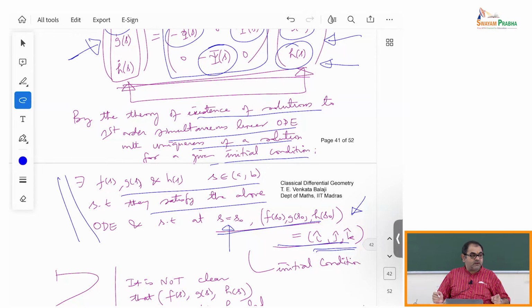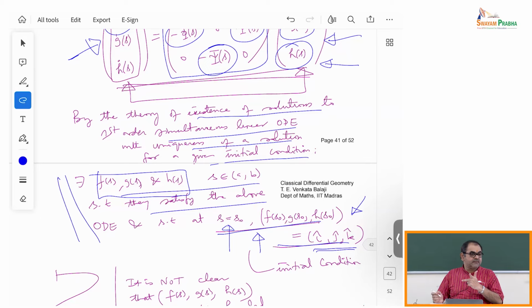The problem is that it's not directly clear that these 3, F, G and H, are going to be an orthonormal frame at every point. So the theory of existence and uniqueness only says that there is a solution to this first order, simultaneous, homogeneous differential equation. But it does not say that if a solution has a property at a point, that property will be propagated everywhere.